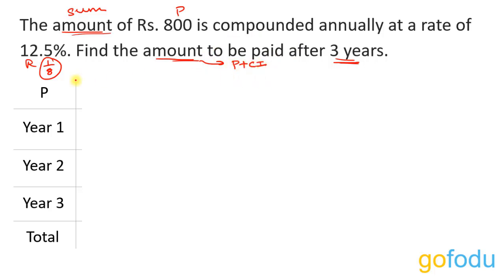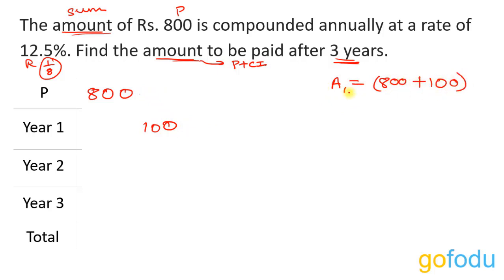So we started with the principal of rupees 800. Interest generated in year 1 would be 12.5% of rupees 800, that is 800 into 1 by 8, that would be 100 rupees. So outstanding amount at the end of year 1 would be 800 plus 100.